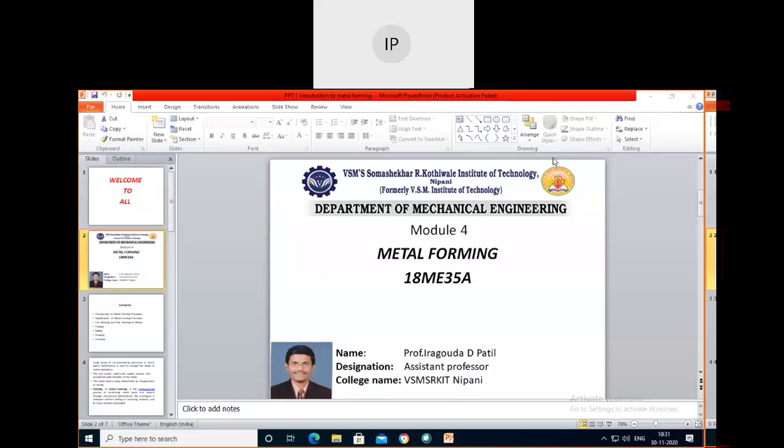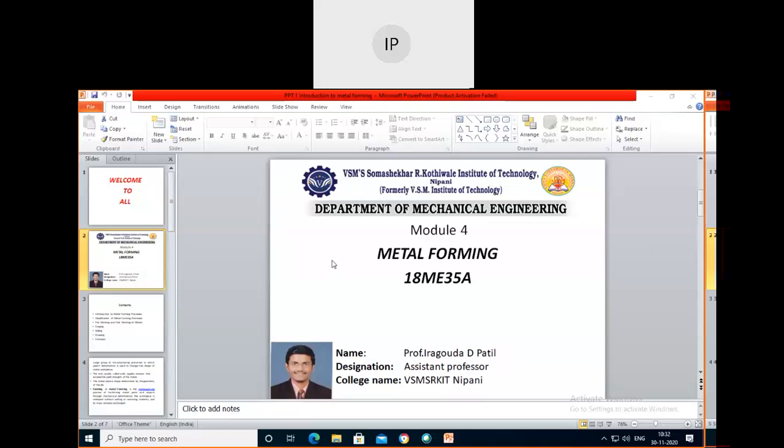In the last session we discussed the introduction to the metal forming process. I will continue with the remaining part. Modules 1, 2 and 3 are related to machining or metal cutting processes. That comes under manufacturing science. So what is manufacturing science?